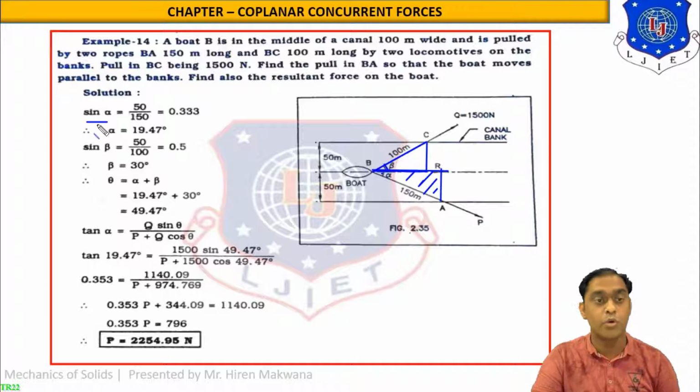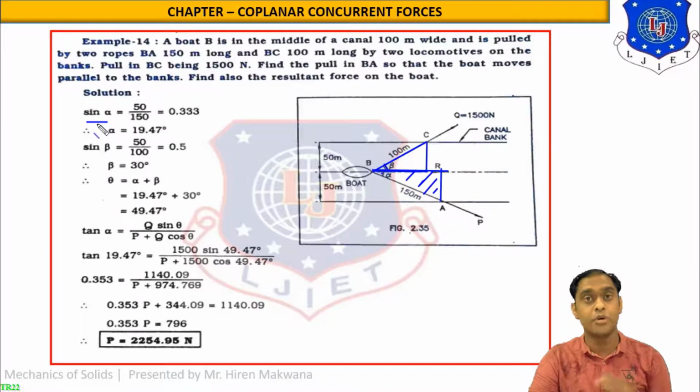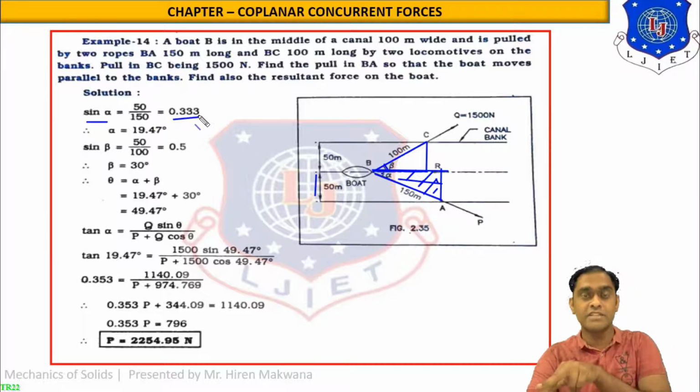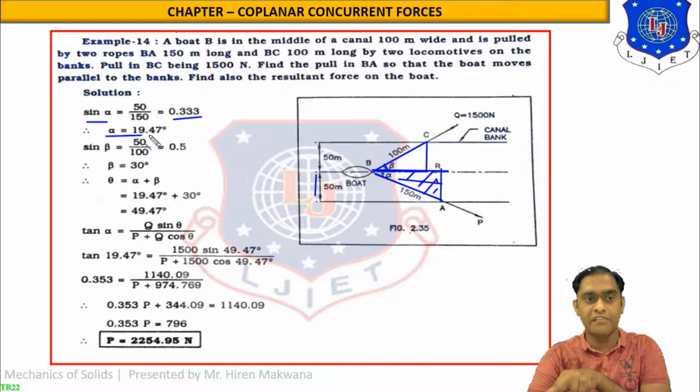So in this, what is sine alpha? Equal to opposite upon hypotenuse. So what is the opposite of alpha? This is the opposite of alpha, which is the canal half-width, 50 meter. So here it is 50. And what is the hypotenuse of this triangle? It is 150 meter. You can see in the figure. So 50 by 150 is 0.333 in your calculator. By doing sine inverse in your calculator, you will find that alpha is equal to 19.47 degree.